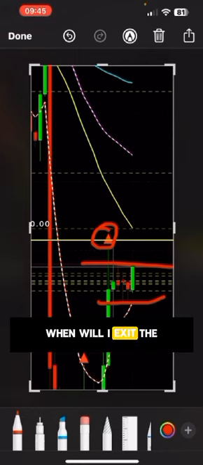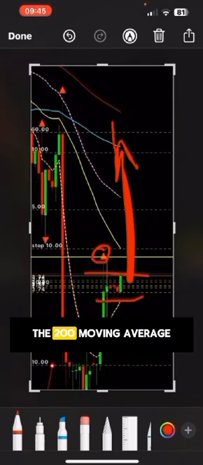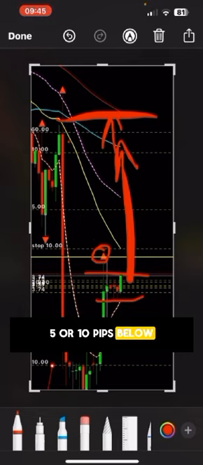So when will I exit my buys? When the price spikes all the way up to the 200 moving average. So when the price is at the 200 moving average, or about 5 or 10 pips below, I would have made enough money. I'll close out all my buy trades, and then I'll wait for the next trend, and then I'll make a decision then.